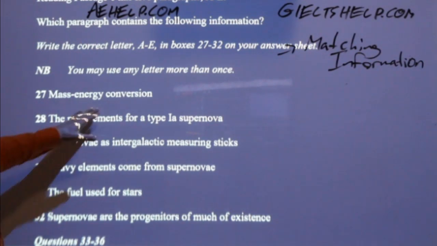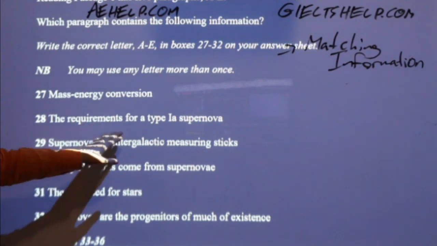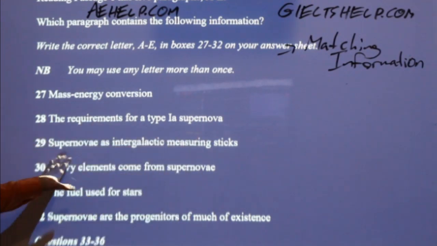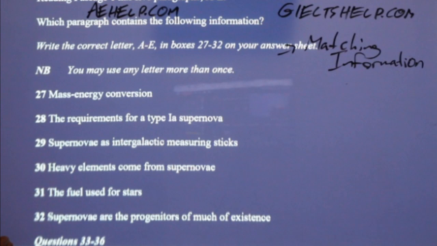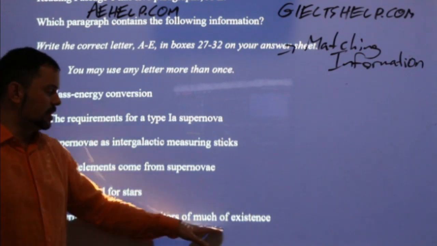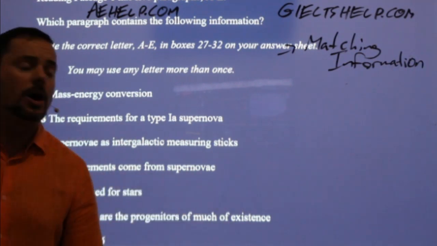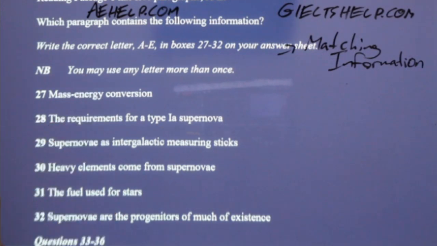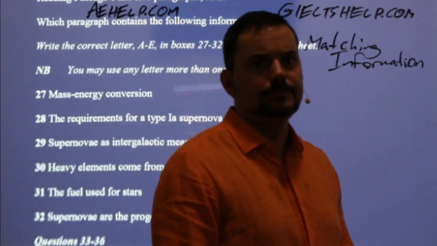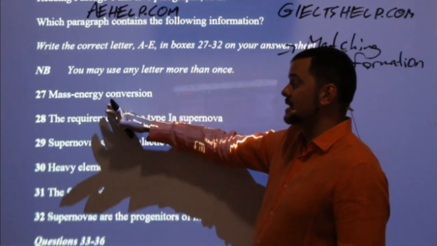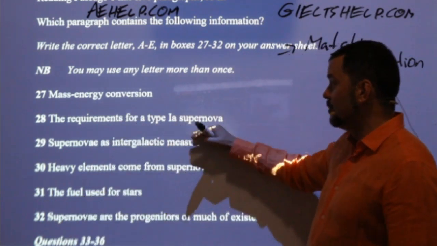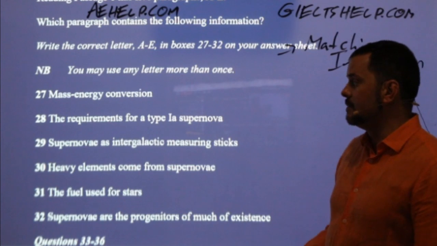Okay? So mass energy conversion, the requirements for a type 1a supernova, supernovae as intergalactic measuring sticks. Heavy elements come from supernova, the fuel used for stars. Supernovae are the progenitors of much of existence. All right, so when I read this, what more information can I predict about the passage? So after you read these statements, these facts, they're basically facts, right? Mass energy conversion, the requirements for type 1a supernova. What more information do I get?